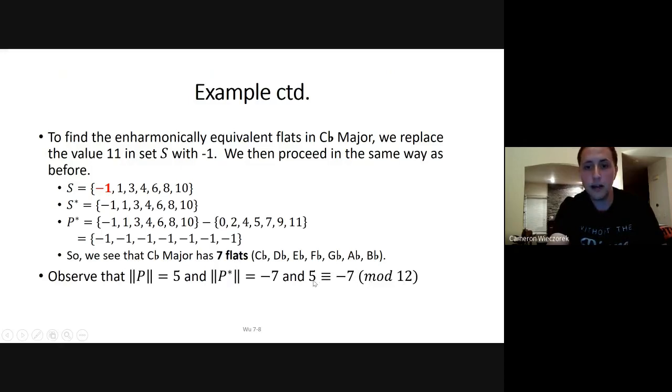If you were to subtract 12 from 5, you get -7, or if you were to add 12 onto -7, you would get 5. Within that equivalence class, those two are congruent, which is why your ear isn't going to perceive a difference in sound. It only looks visually different when we list out the key signature.